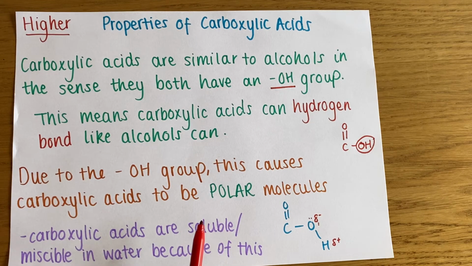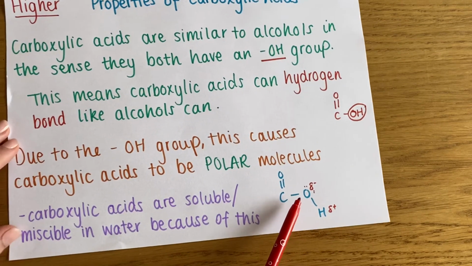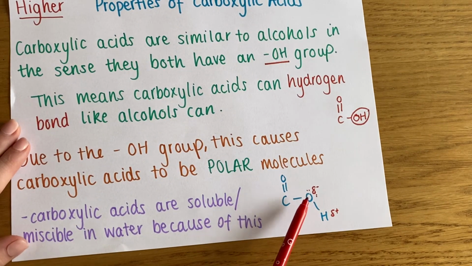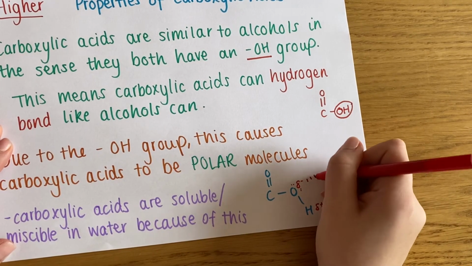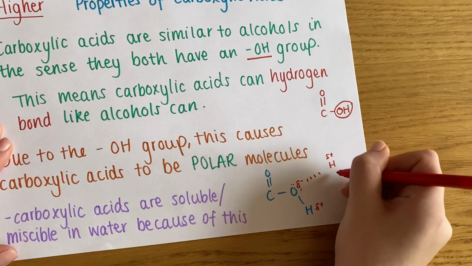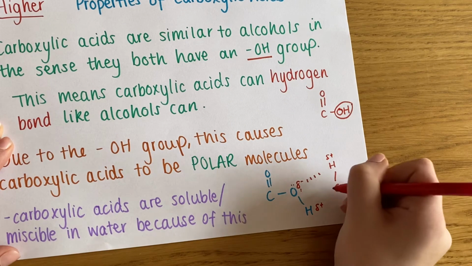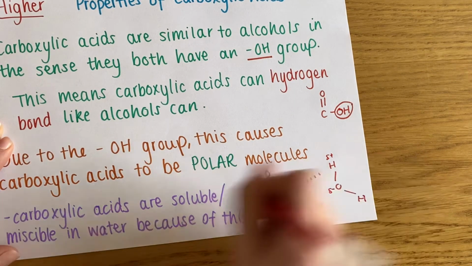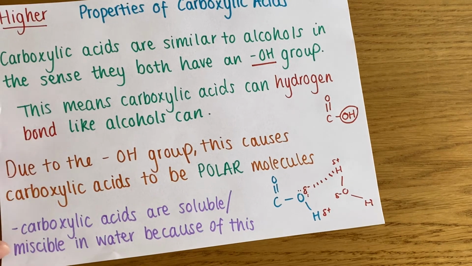Again, just like the alcohols video, you have the difference in electronegativity here. So you have a delta negative and delta positive, and this allows carboxylic acids, for example, to hydrogen bond to water. Okay, so here's your hydrogen bonding. It is a van der Waals.